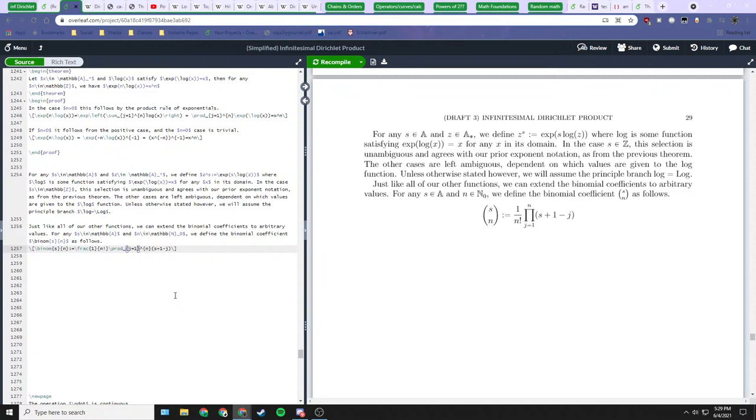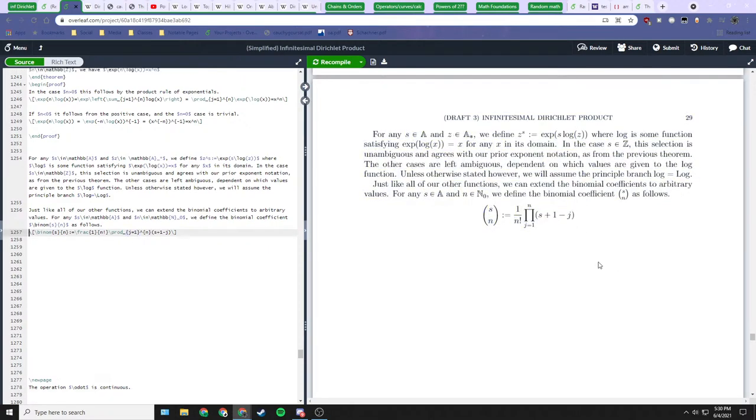Instead of going 1 to n, we'll still do 1 to n. Let's see, when j is at its, let me think on that. If j is 1, this is 0. And if it's n, then it's minus n minus 1. Okay, so actually we should do 0 to n minus 1. That doesn't help me at all. It's basically exactly the same thing. Whatever, that's fine.